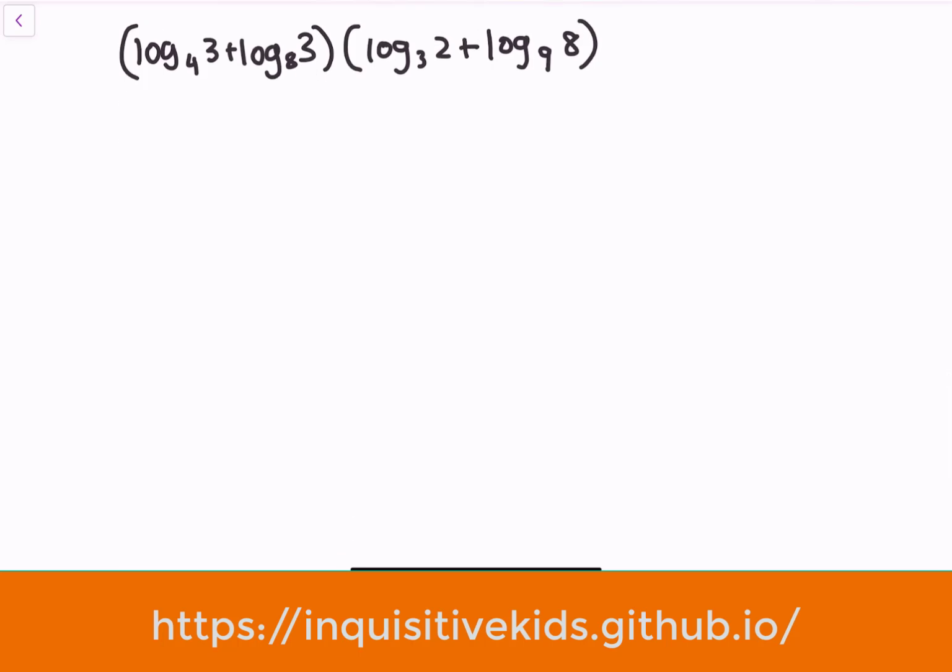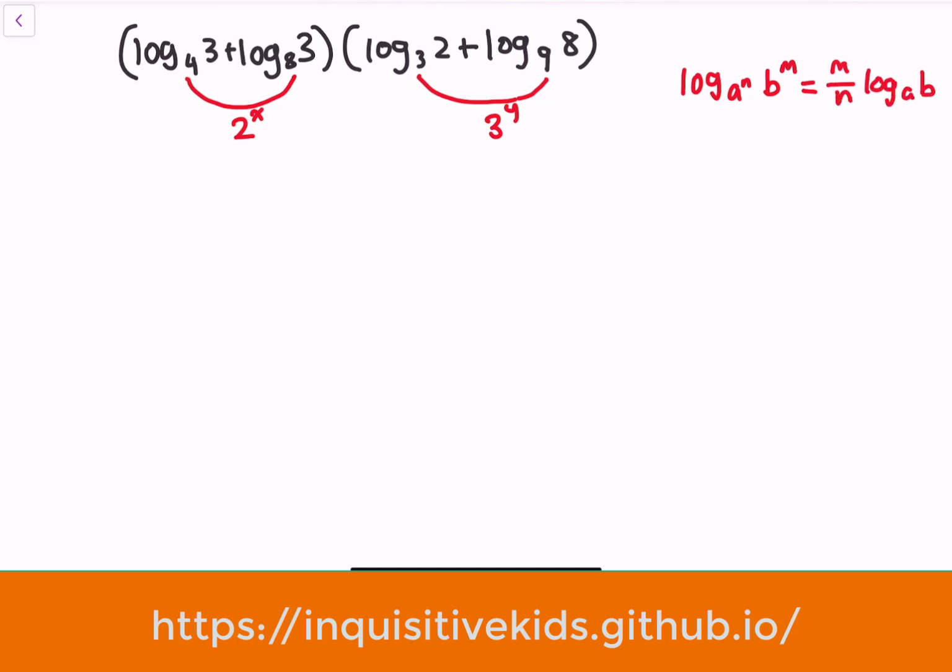We have these two binomials being multiplied together. Well, many times, if we want to perform calculations with logarithms, we have to make sure they have the same base. And when we look at the bases of the logarithms in each of these pairs, we can see that they can both be written as 2 to the power of something or 3 to the power of something. So we can use our 10th property, which is log base a to the n power of b to the m is equal to m over n log base a of b.